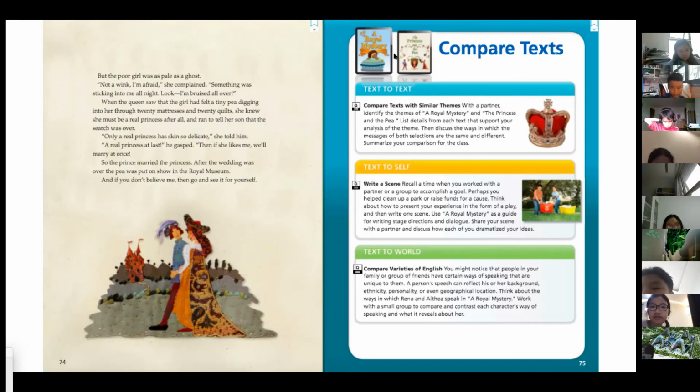A real princess at last, he gasped. Then, if she likes me, we'll marry at once. So the prince married the princess. After the wedding was over, the pea was put on show at the Royal Museum. And if you don't believe me, go and see for yourself.